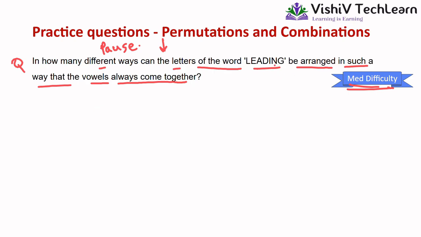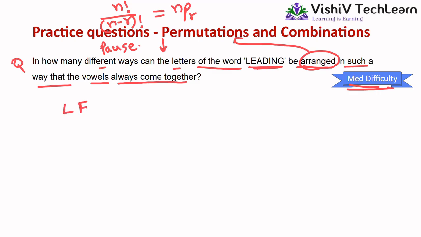So we have to find out the different arrangements. Now this is all about arrangements, and arrangements is nothing but permutations. So here we have to use the formula nPr, which is n factorial upon (n minus r) factorial. Correct? So let's use that formula here for the word leading. Now in case of leading, we have the letters L, E, A, D, I, N, G. So we have 1, 2, 3, 4, 5, 6, 7. Total 7 letters are there.